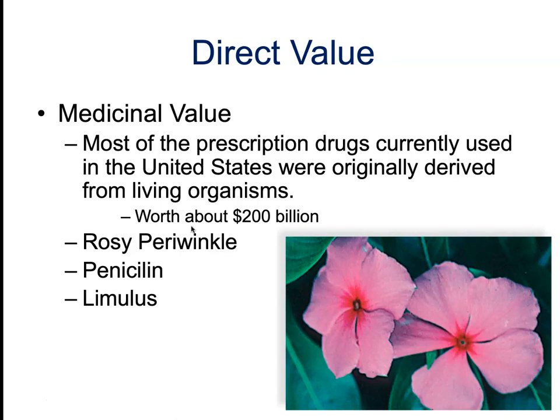Other examples include the use of penicillin to treat bacterial infections. The blood of the horseshoe crab Limulus contains a substance known as limulus amoebocyte lysate, which is used to ensure that medical devices remain free of bacteria. So we have a lot of direct medicinal value from the biodiversity that we find around the world.